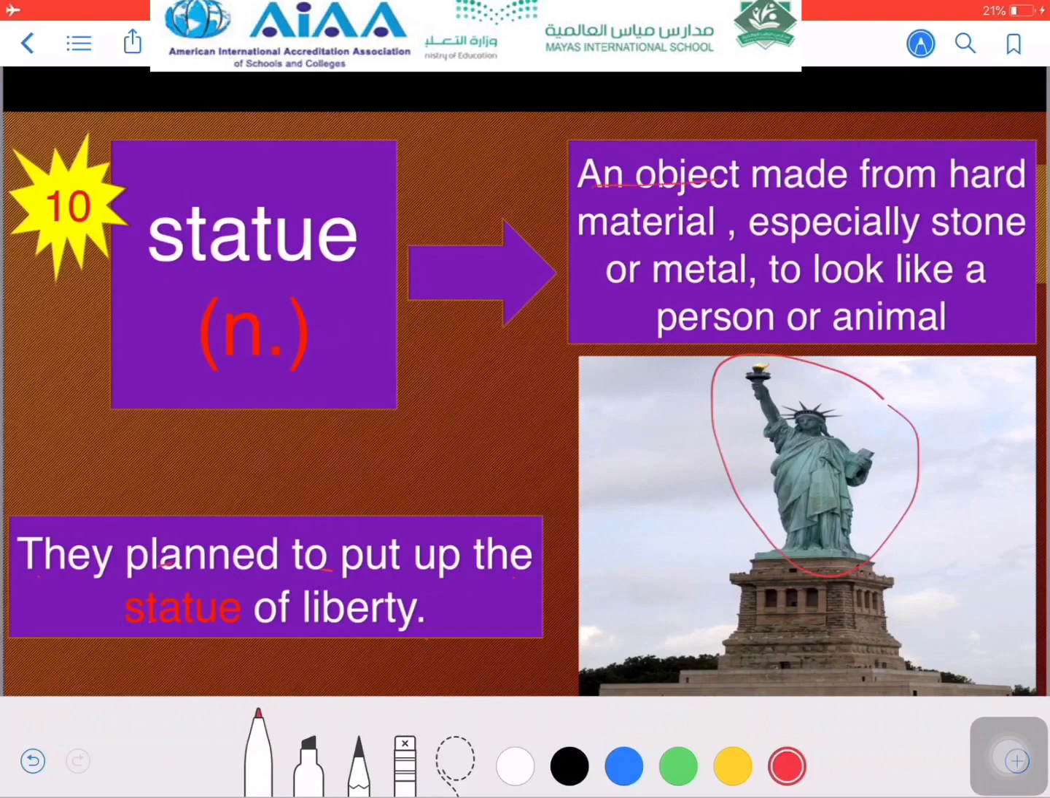It's an object made from hard material, especially stone or metal, to look like a person or animal, okay? So it's an object made of hard material. Sometimes this material can be stone or metal. Why? To look like a real person or animal.